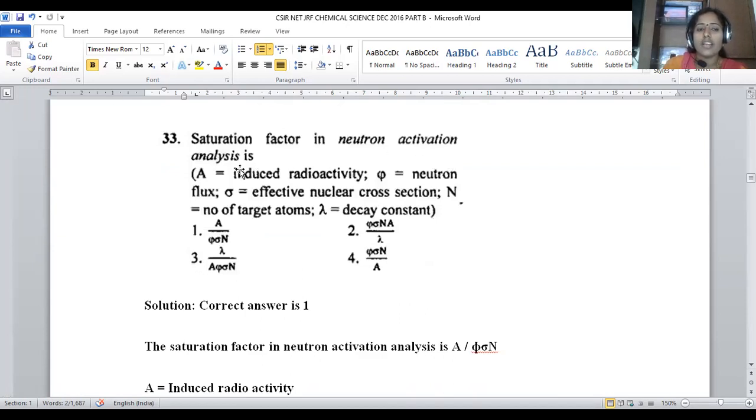Saturation factor in neutron activation analysis is. What is the saturation factor we have to predict? A is called induced radioactivity. Phi is called the neutron flux. Sigma is the effective nuclear cross section. N is the number of target atoms we are working with. Lambda is the decay constant. If these are given, our saturation factor mainly depends upon these factors only.